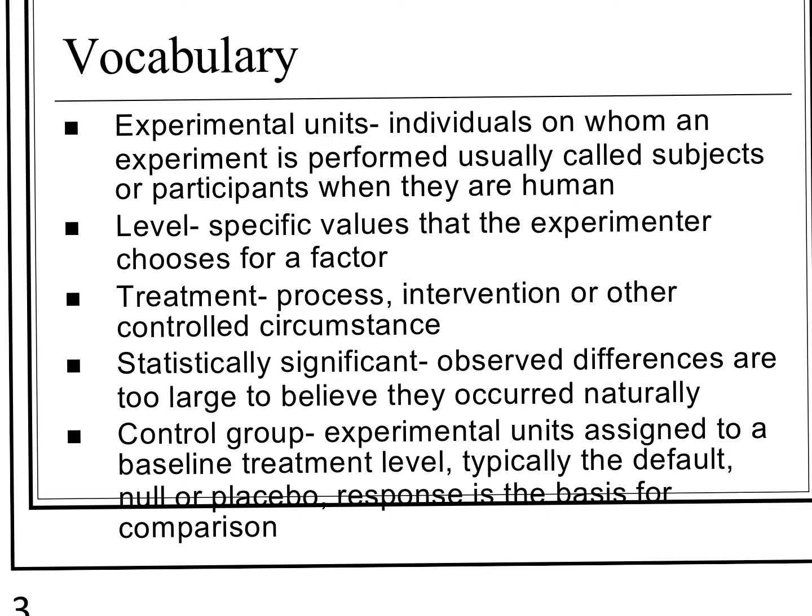We need to have control groups so we have a basis for comparison. If we don't have a control group, we don't know whether it was time that caused the strawberries to grow better or if it was the fertilizer. So we need to see how much the strawberries are going to grow without the fertilizer and then how much they're going to grow with it.